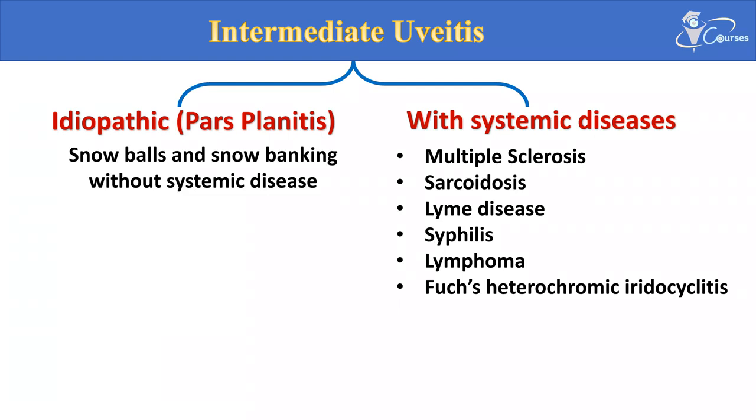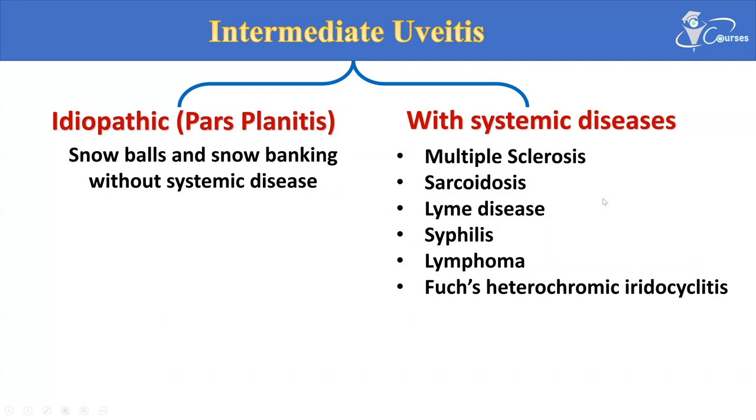Or the intermediate uveitis can be present with systemic diseases. Most cases will be associated with posterior uveitis or panuveitis. For example, multiple sclerosis will not cause panuveitis, but it will cause intermediate uveitis. In sarcoidosis, Lyme disease, syphilis, and lymphoma, there will be panuveitis. Fuchs heterochromic iridocyclitis will be intermediate uveitis associated with anterior uveitis.